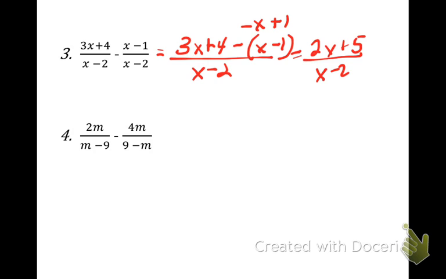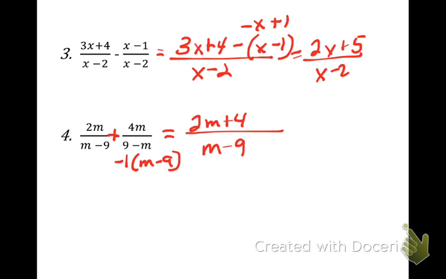Now notice in this one they do not have the same denominator, but we can make them the same if we factor a negative 1 out of here and make this m minus 9. Then I'm going to take that negative 1 and put it up here, which would make this into a plus. So I have m minus 9 in my denominator, so now my denominators are the same. So on the top it's going to be 2m plus 4m, which would be 6m over m minus 9.